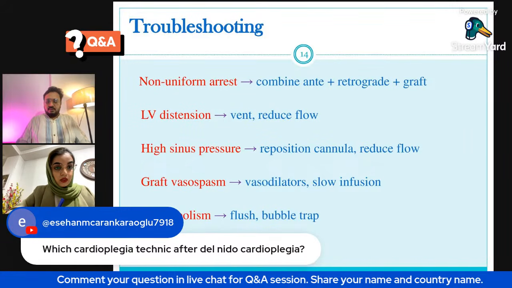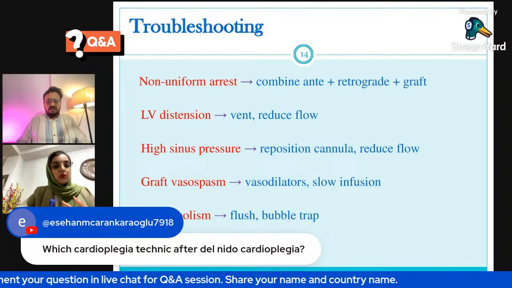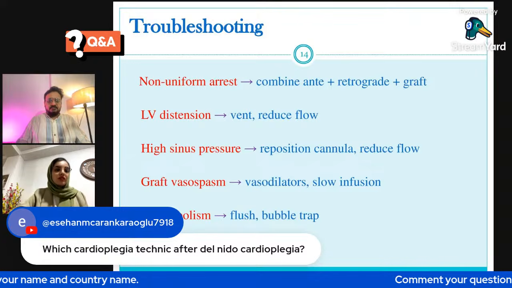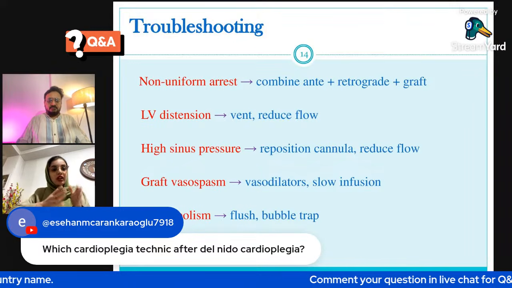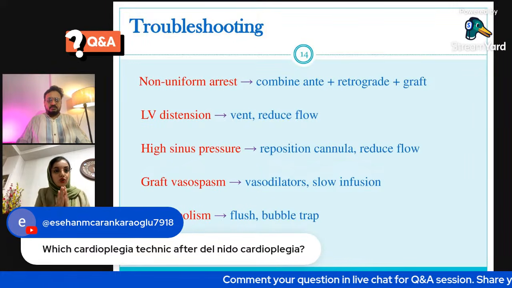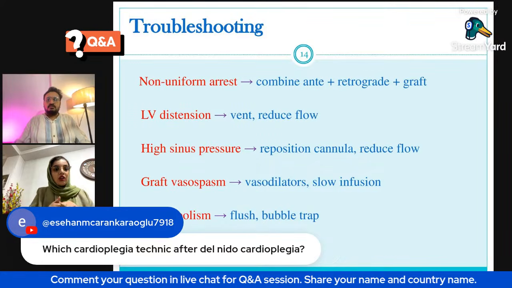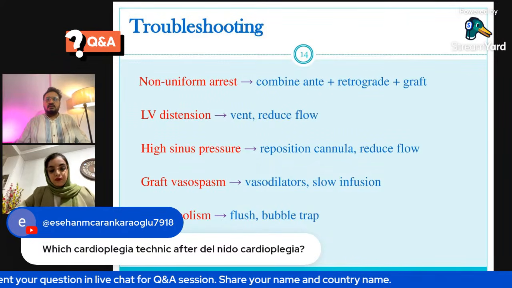Maybe the question is not clear. Antegrade or retrograde is related to the anatomy and physiology of the heart. For example, if the coronary arteries are obstructed, we should use retrograde and other methods.